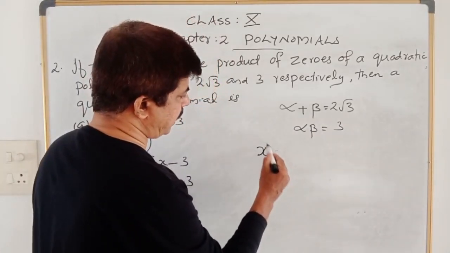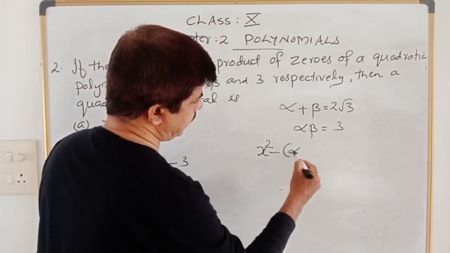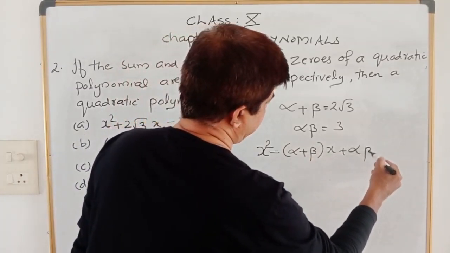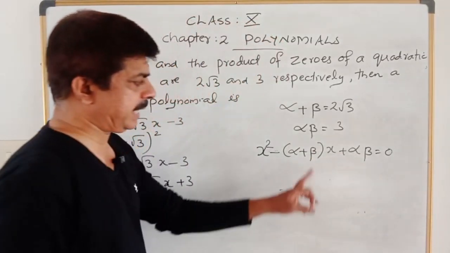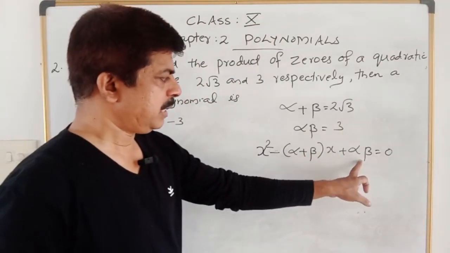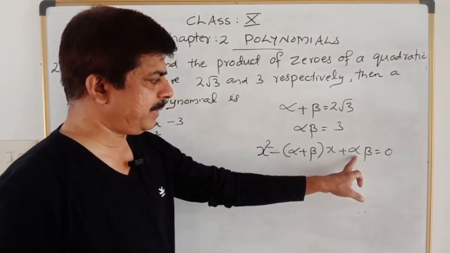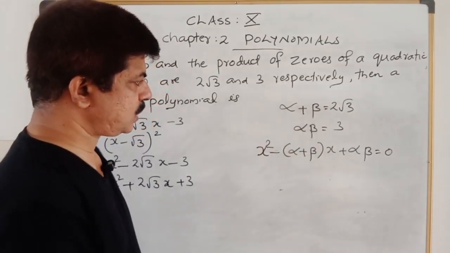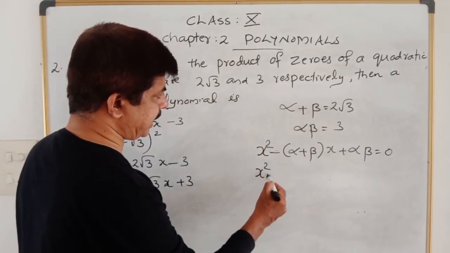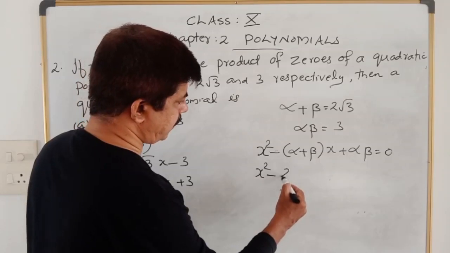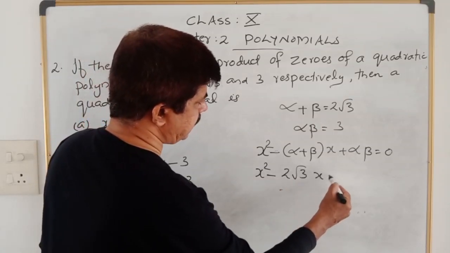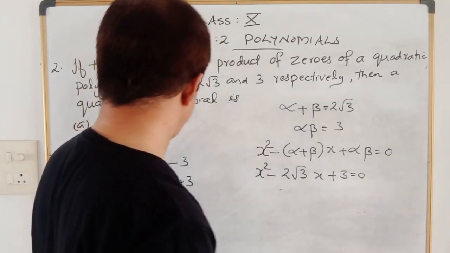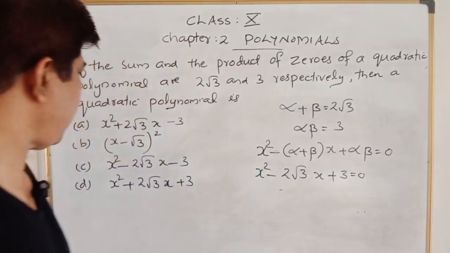What is the general form of a quadratic equation? To form the quadratic equation, we apply this formula: in the middle term we take the sum of the zeros, and the last term, that is c, will be alpha beta, the product. Both are given, so we just substitute: x square minus alpha plus beta, which is 2 root 3 x, plus 3 is equal to 0. So this is a very easy question. So what is our answer?